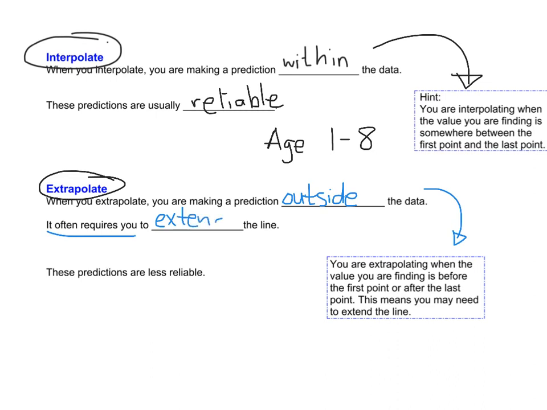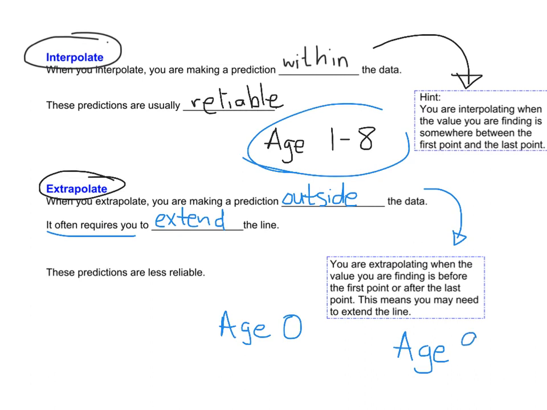Okay? So just like when it asked us, hey, how tall was she when she was born? So that was age 0. So that was before 1 to 8. And then, hey, how tall is she when she was age 9? That was after that 1 to 8. So that's why it was extrapolation. These predictions are always less reliable because they are guesstimates, estimates using your line of best fit.